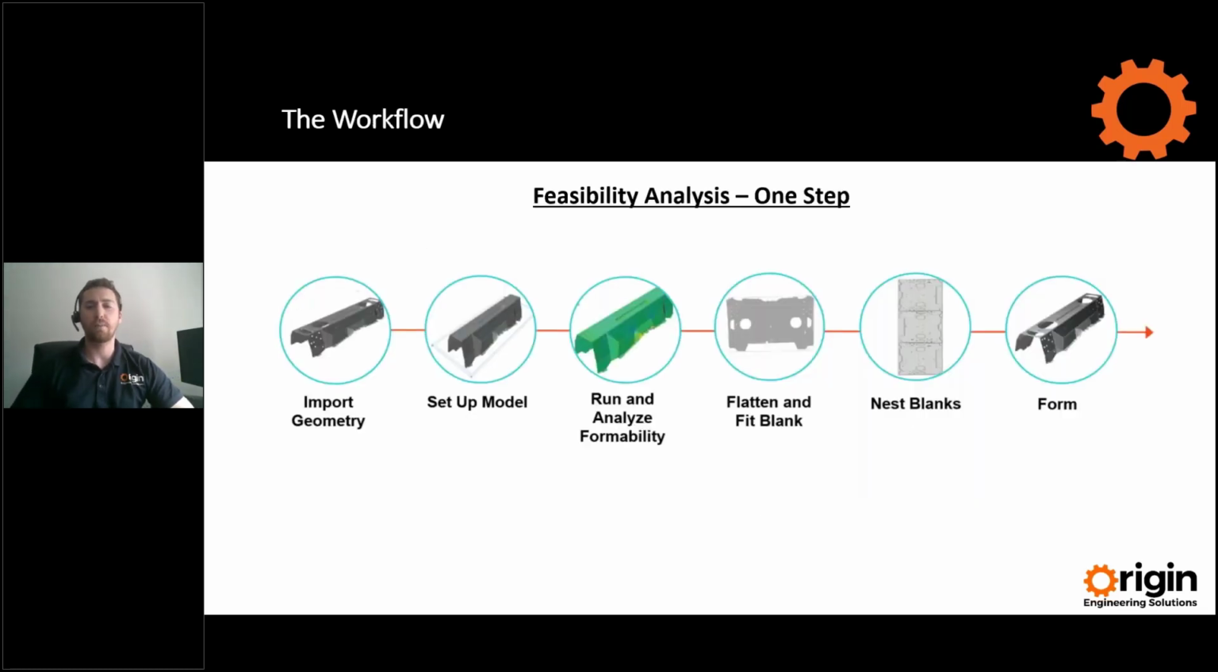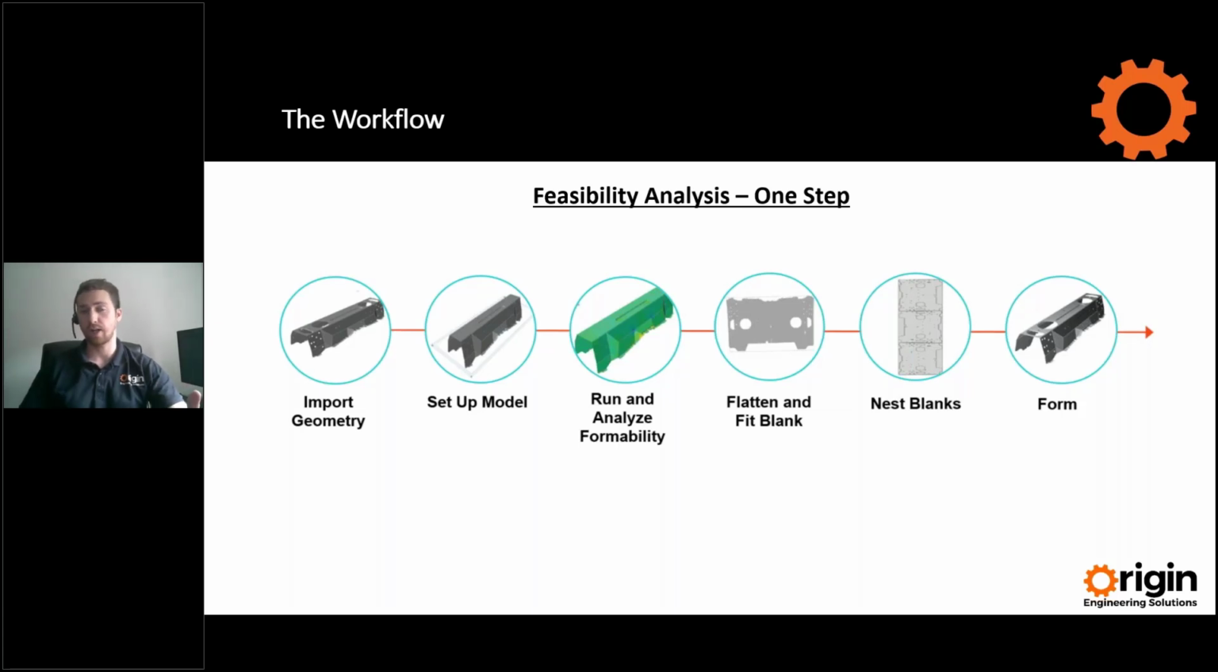In the demo, we're going to be looking at two methods, two workflows within Inspire Form. This is the workflow for what we call feasibility analysis. This is actually what we call an inverse method. We start with the 3D part and then end up with almost a flat blank. So this is great for quick and reliable checks of the actual formability of the part early on in the product design stage.